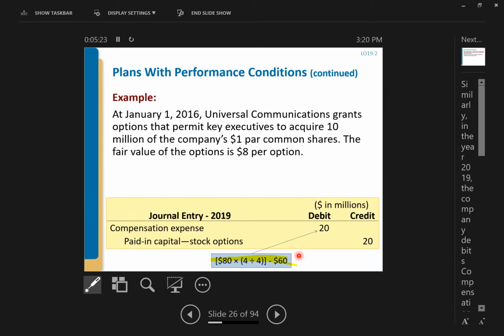But yeah, we already recorded this last year. And so we're taking the full amount and just taking the portion, or the $20 million this year. So let me go back to my normal pen. We're good?